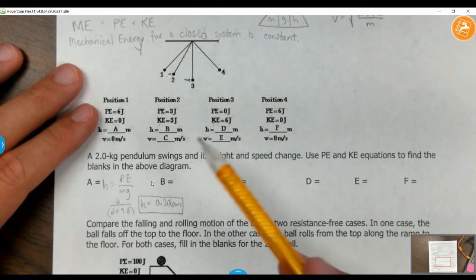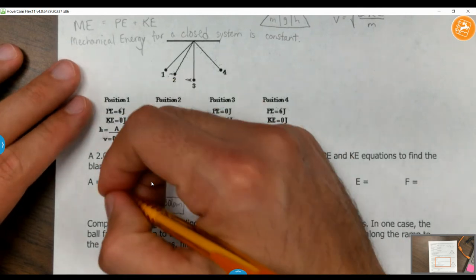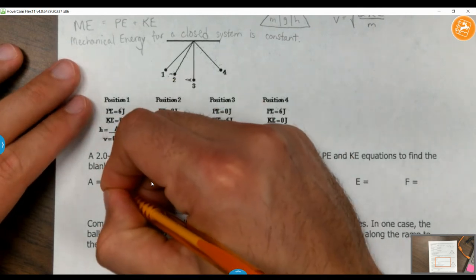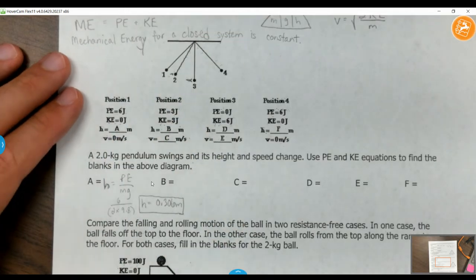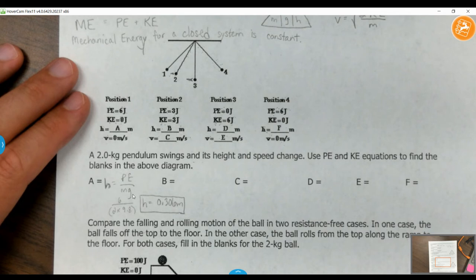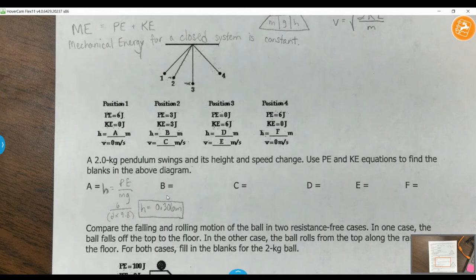All right, B asks you to solve for height and velocity. So you're going to solve for the height the same exact way and get your final answer for that.